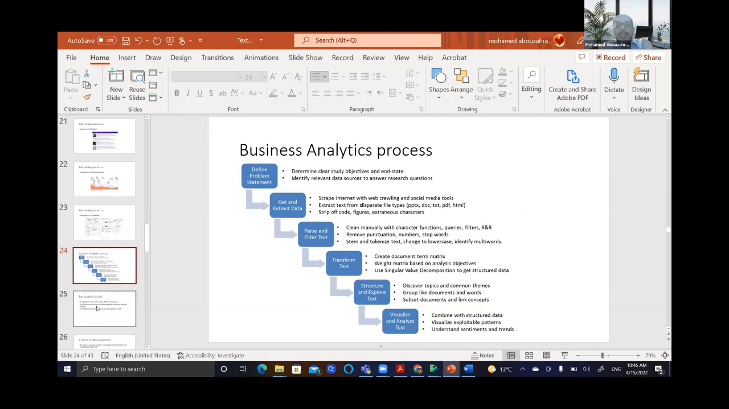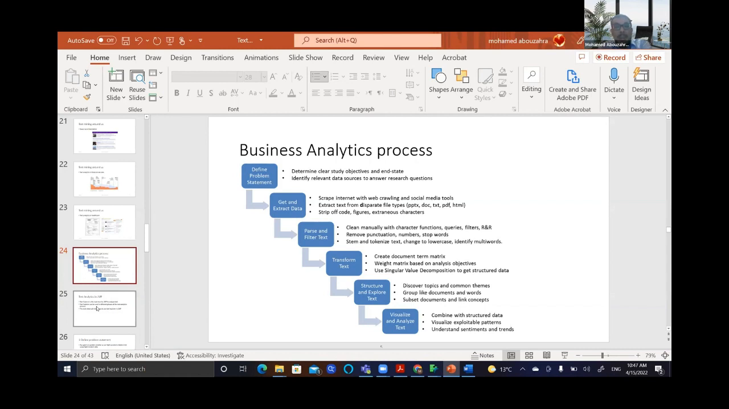All right. So we talked about the business analytics process before. We said that business analytics starts by understanding the problem, collecting the data, cleaning up the data, exploring the data, analyzing, and then presenting the data.